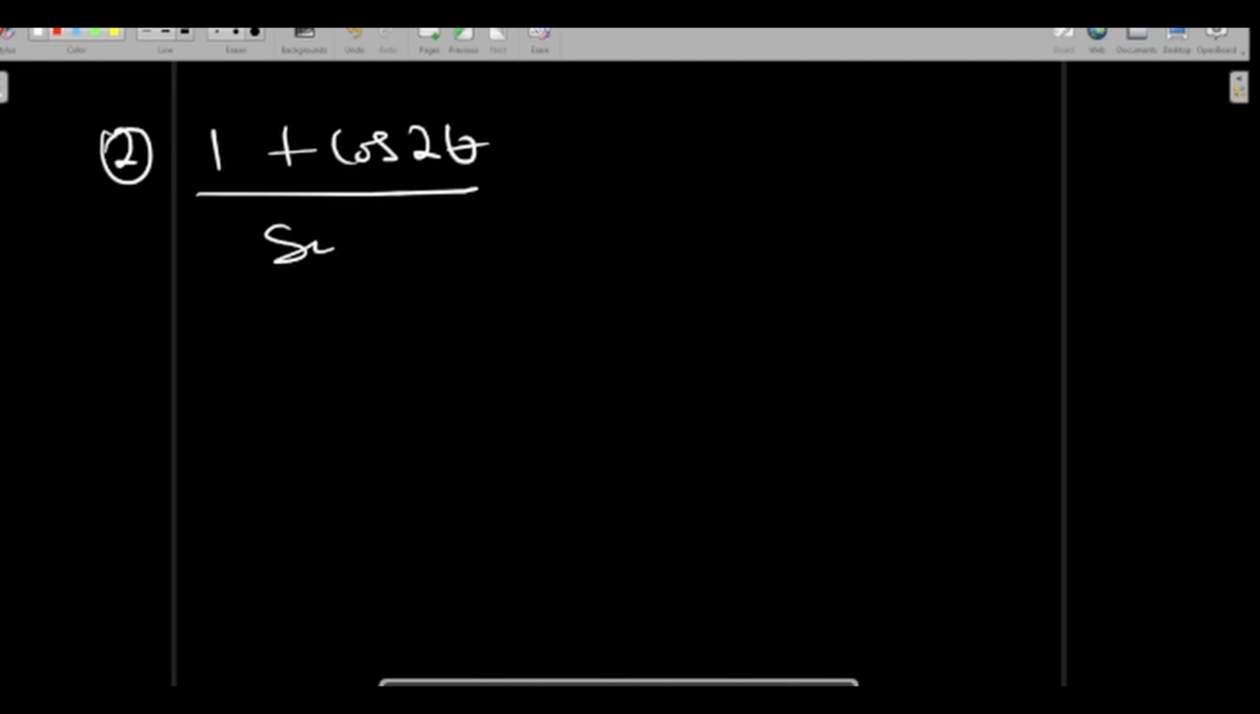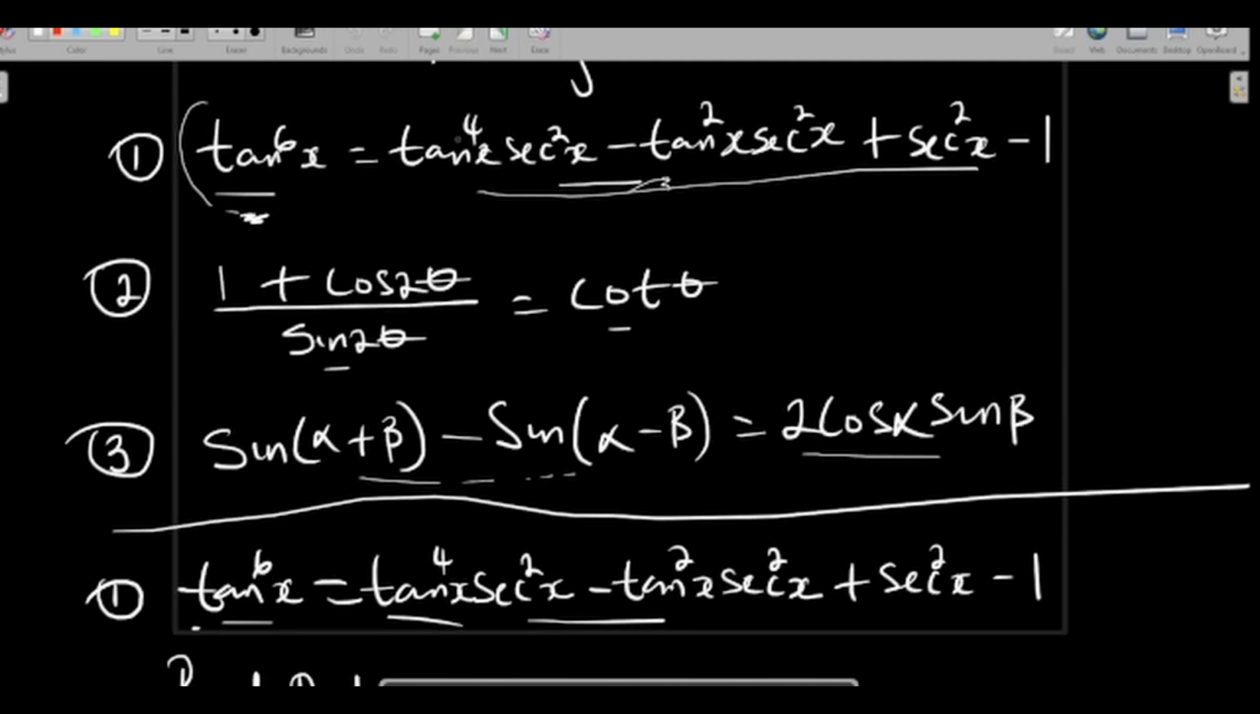The question here says, this is our second one, 1 plus cos 2 theta all over sine 2 theta is equal to cotangent theta. How do we solve this one right now? To solve this very problem, let's be correct. Let's ensure that we copied it correctly. 1 plus cos 2 theta over sine 2 theta is equal to cotangent theta.